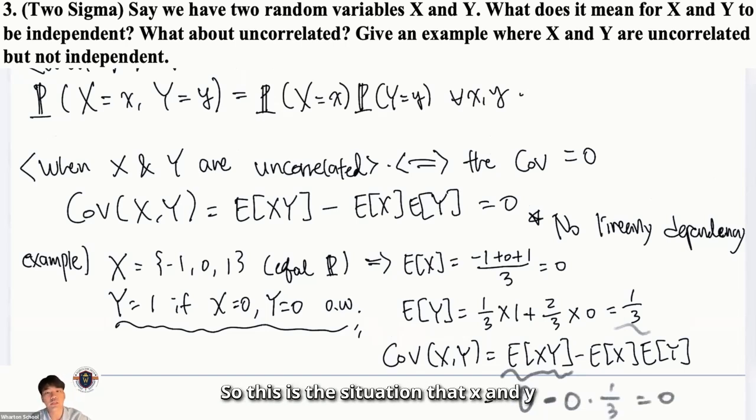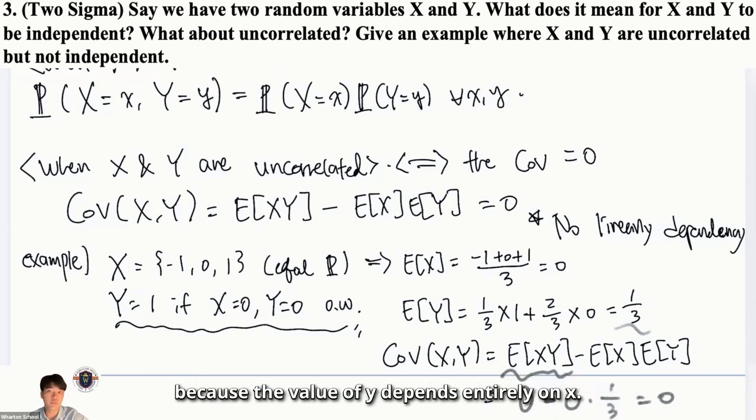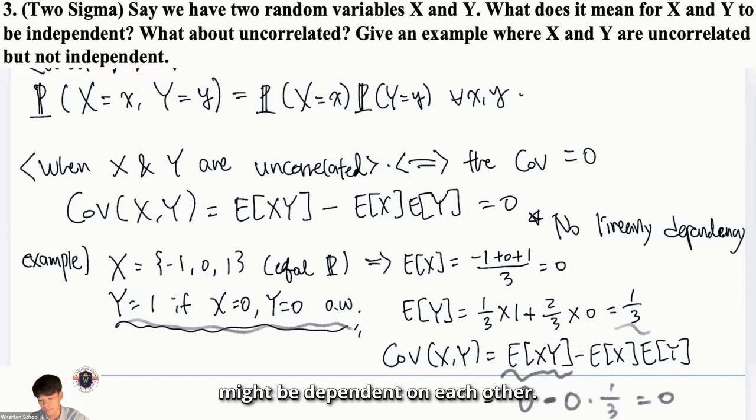So this is the situation that x and y are uncorrelated. Since the variables x and y are uncorrelated because their covariance is 0, however, they are not independent, because the value of y depends entirely on x, right? So we just made the situation that y depends entirely on the value of x. This example shows the distinction between independence and being uncorrelated. You can still have uncorrelated values that do not show a linear relationship, but they still might be dependent on each other.